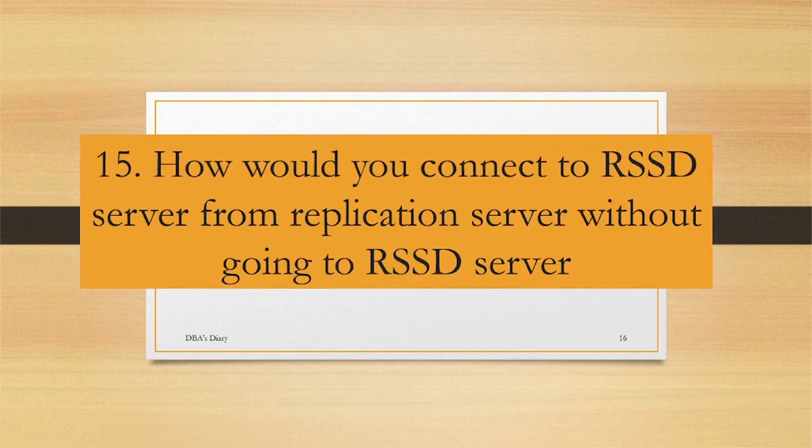So far so good. Let's move to the next question. How do you connect to the RSSD server from the replication server without going to the RSSD server? Suppose I have to run a command at the RSSD server and I am connected to the replication server right now. How can I run the command from there itself? You can just issue the command connect, and then press enter, go. It will say that the connection gateway to RSSD is created. This means you are now not in the replication server but at the RSSD server, from the replication server.